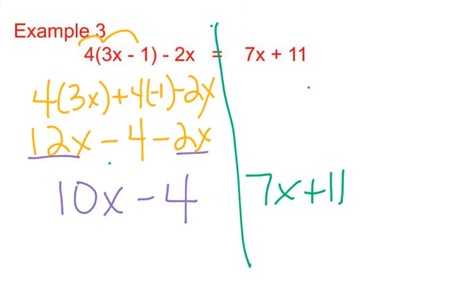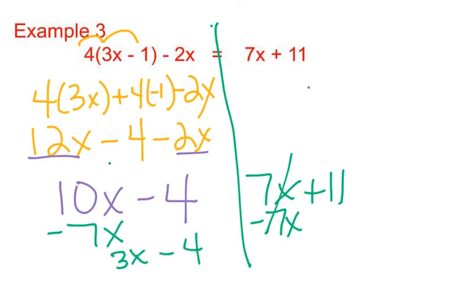I want to eliminate my variable on the right-hand side. So the opposite of 7x is to subtract 7x. Put it underneath the 10x, not underneath the 4. There's no x on the 4. There is on the 10. 10 minus 7 is 3x. Take away the 4 is equal to 11.